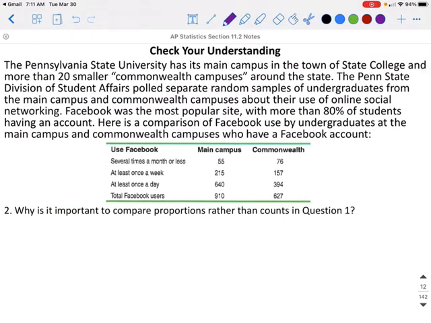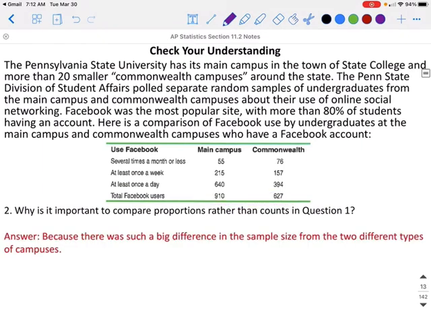Why is it important to compare proportions rather than counts in question 1? As you can see, the sample sizes are different for the two different campuses we look at. So if you just look at numbers, that's going to be very deceiving. We need to look at proportions so that we're comparing similar number types.